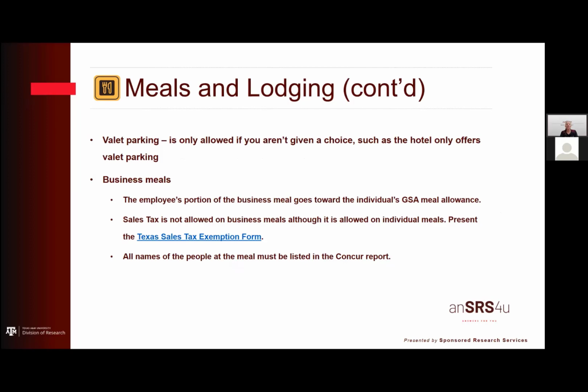For business meals, the employee portion of the business meal goes towards the individual's GSA allowance. Sales tax is not allowed on business meals, although it is allowed on individual meals. You'll need to present the Texas state exemption form to get the sales tax removed. You also need to add the topic discussed, and all names of the people at the meal must be listed and should be either uploaded in the receipts or noted in the comments on a line item.